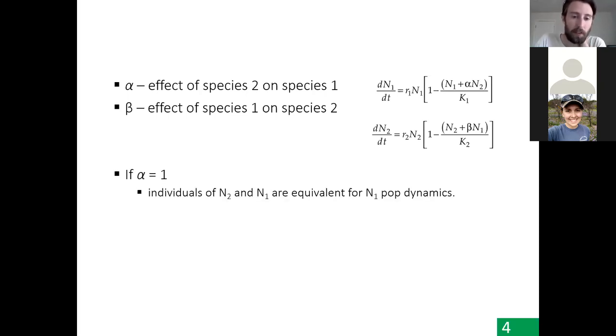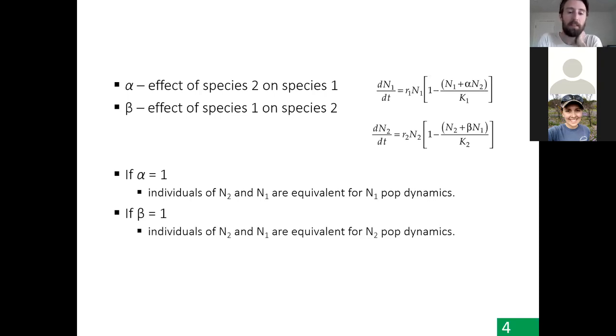And if alpha equals 1, that means that individuals of N2 and N1 are equivalent for N1's population dynamics. So if you're an N1 individual, it doesn't matter whether you're competing with another N1 individual or an N2 individual, it will affect your population growth, your birth rates and death rates and all that the same. Similarly, if beta equals 1, that means individuals of N2 and N1 are equivalent for N2's population dynamics. So species 2 would be affected by another species 2 or a species 1 equally if beta equals 1.